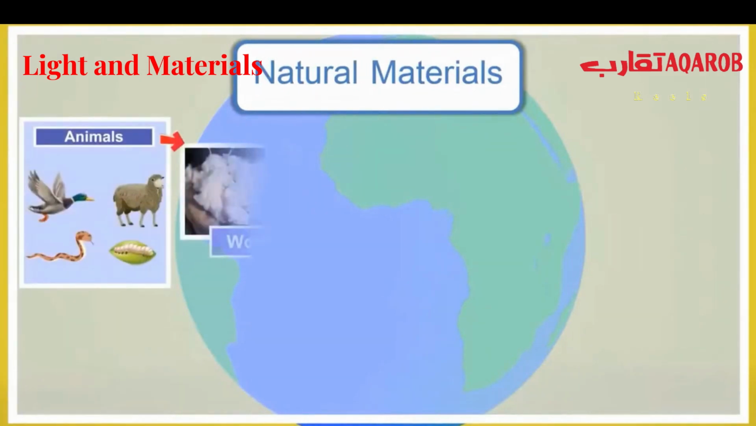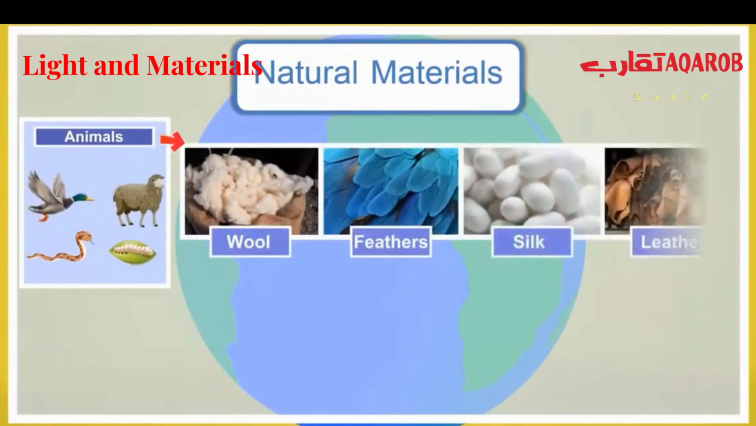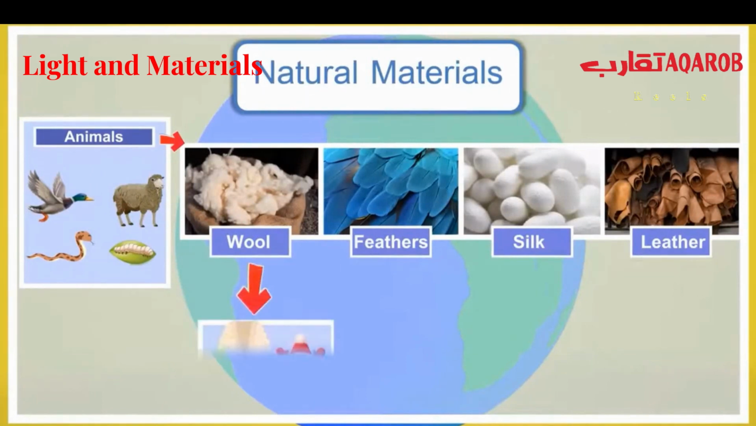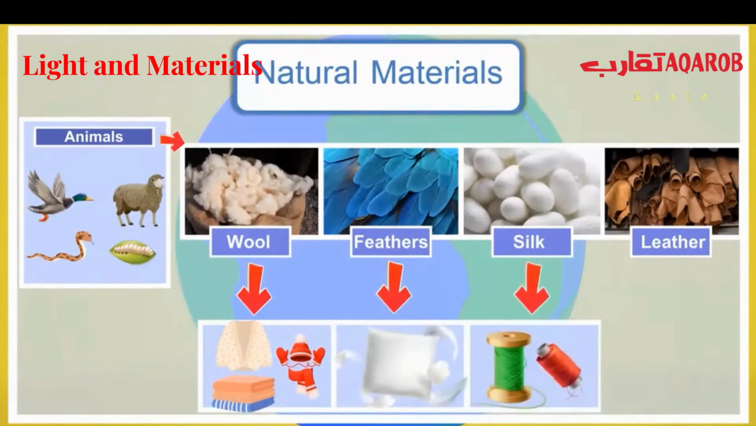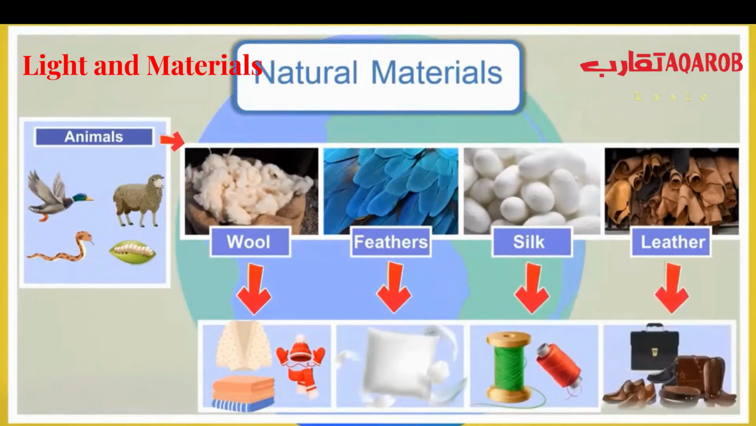Animals provide us with wool, feathers, silk, and leather. We use these natural materials we get from animals in order to make many different things. We use wool to make clothes and blankets. We use feathers to make pillows. We use silk to make strings. And we use leather to make purses and shoes and much more.